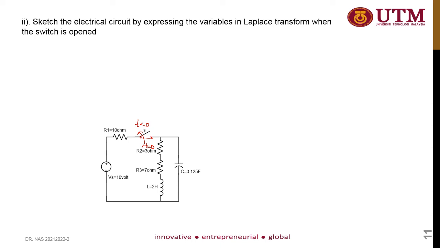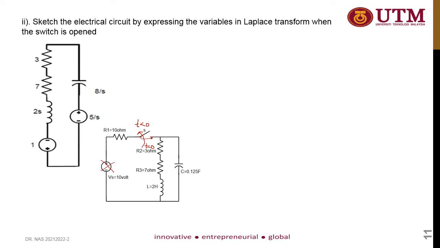So there's no more source. And at t equal to 0, the circuit can be simplified as this. So this is your R2, and then this is your R3, and then this is your L.